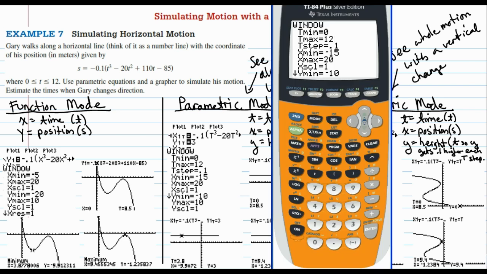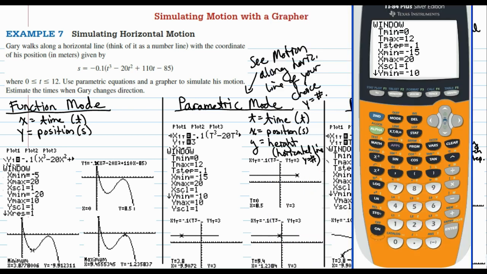So now I put this on my calculator, and I changed my t-step to 0.1 just so it's moving slow enough. The calculator's calculating every 0.1 second so I can see his motion. And I let my knowledge of function mode instruct me as to what I wanted my window to be. So now in parametric mode, x is going to represent his position, which we know is along a horizontal line. T is going to represent time, and y is going to represent his height, which if he's walking around along a horizontal line is always the same, and I chose 3.